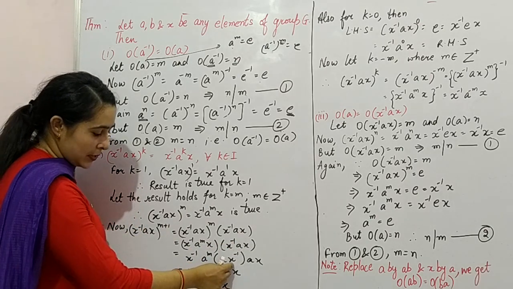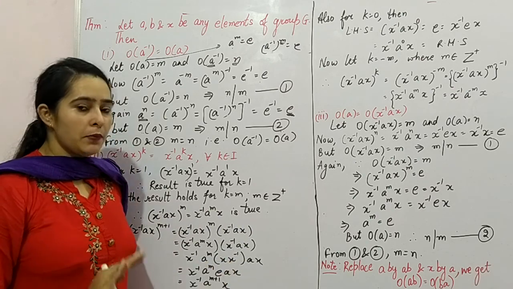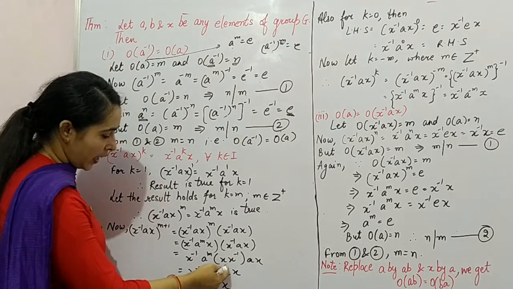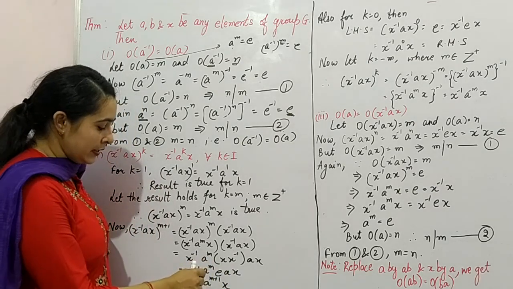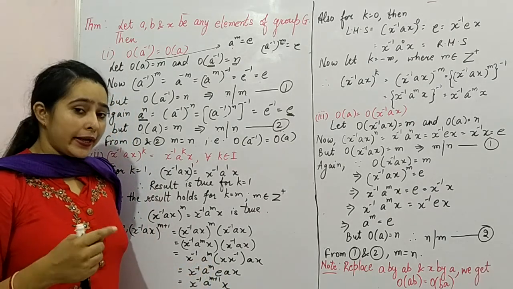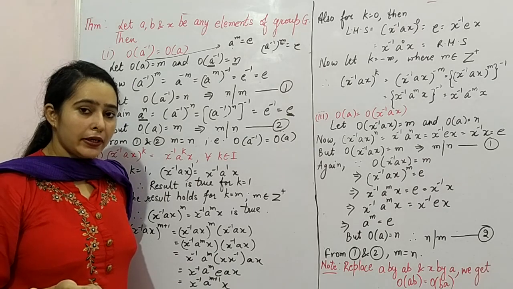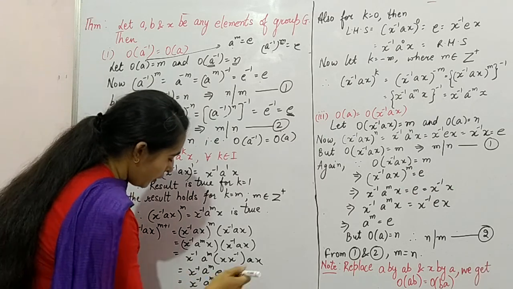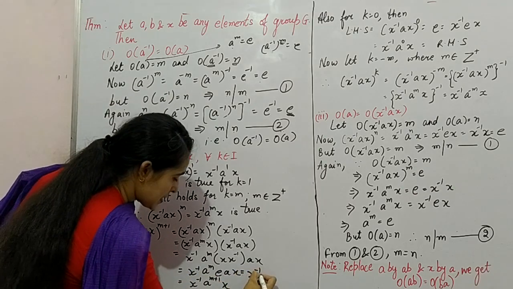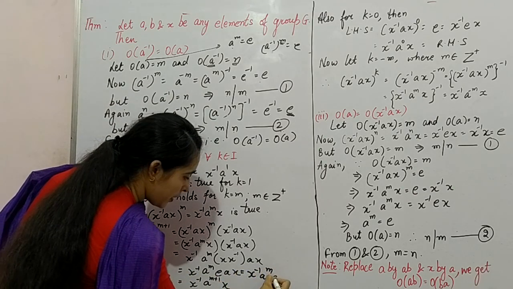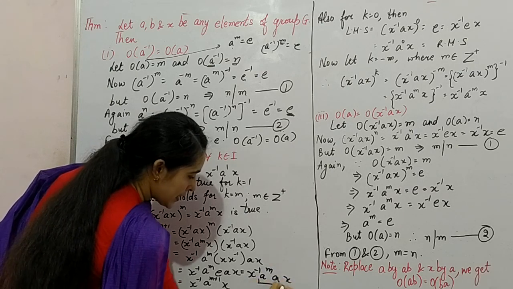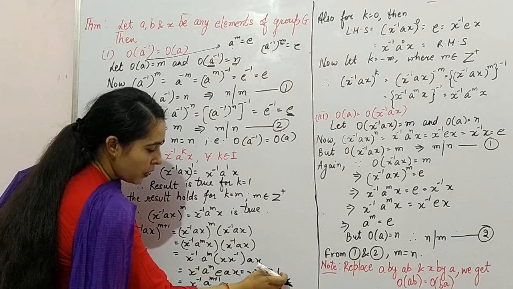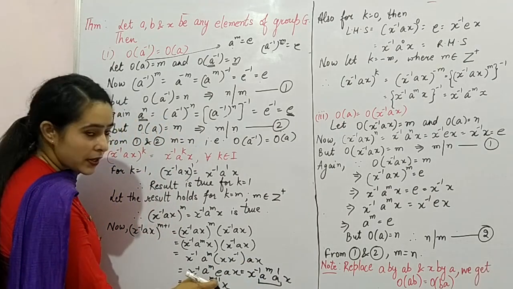So collect these two elements, x into x⁻¹. Any element operated with its inverse we get identity. So here we have identity, and any element multiplied by identity we will get the same element again. So e into ax is ax. So what we have? We have x⁻¹a^m ax. Now collect these two powers, a^m into a^1, that is a^(m+1).